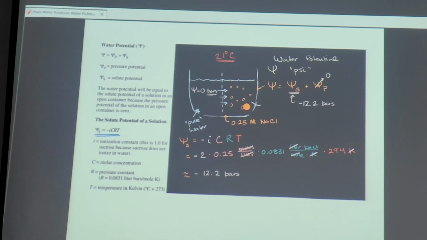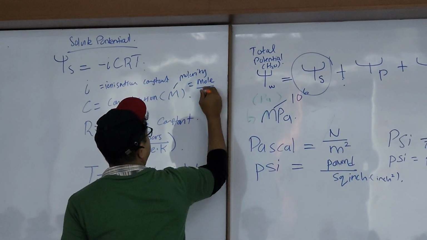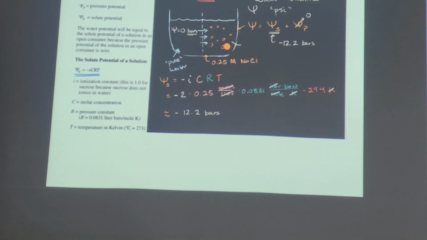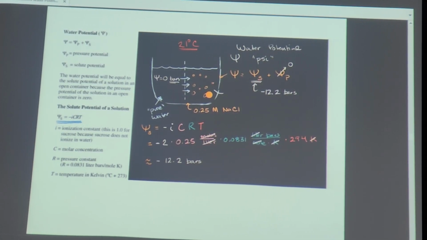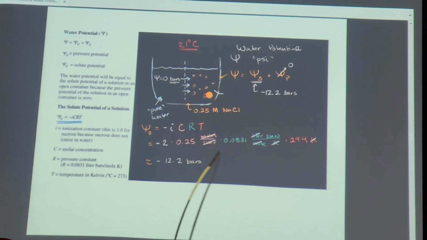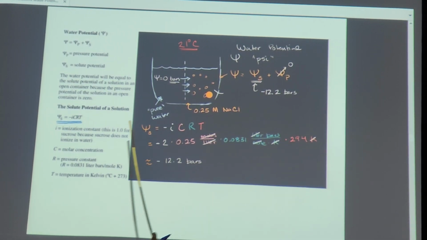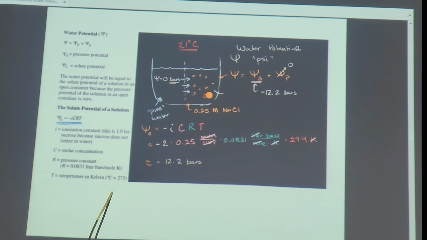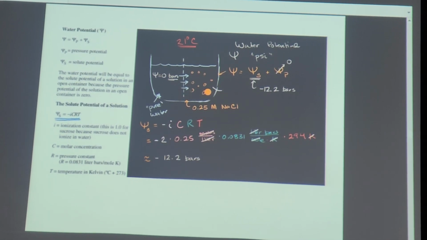In case you have forgotten, molarity equals moles per liter. That's why it is written this way, moles over liter. Then you multiply with the pressure constant. This is just a constant, meaning that some scientists have provided this value before, so we just follow it. The value is 0.083 liter bar over mole Kelvin. Then you multiply with the temperature in Kelvin. Since the temperature is 21 degrees, you add 21 to 273 to get 294 Kelvin. Then you will get 12.2 bars.